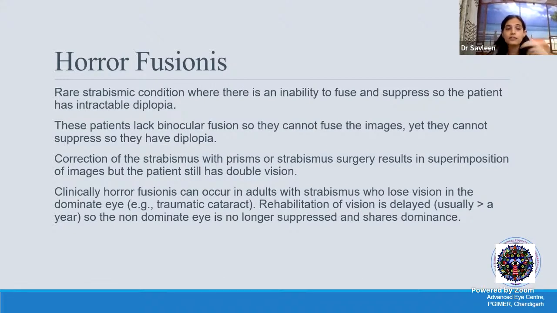Very rarely, you can have adults who have had strabismus and lose vision in the dominant eye because of, say, a traumatic cataract. So for their whole life they have been using one eye, and that eye has a trauma. So they start seeing from the other non-dominant eye. If you don't treat the trauma of the dominant eye, it is no longer suppressed, and the other eye also starts sharing the dominance. Once you remove their cataract, they now start complaining of diplopia.